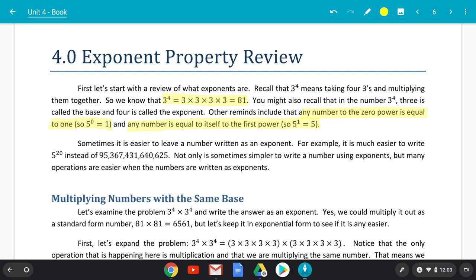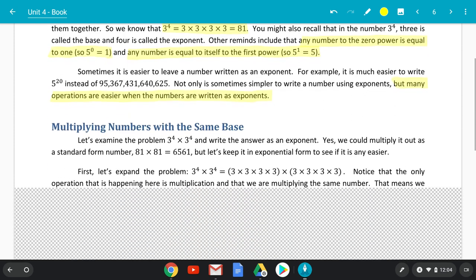For example, it's much easier to write 5 to the 20th instead of 95,367,431,640,625. That took a minute to read. Not only is it sometimes simpler to write a number using exponents, but many operations are easier when the numbers are written as exponents. That's why we need to remember that a lot of times it's easier to work with the exponents than it is to evaluate them and get some big long number and then work with them.